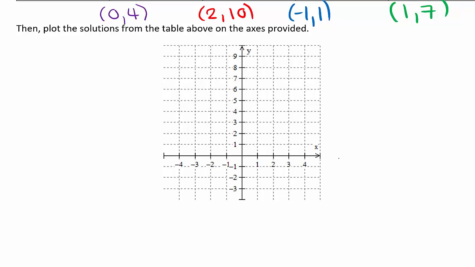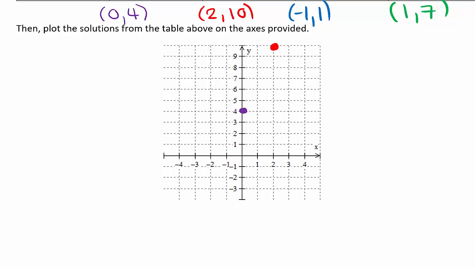So the point (0, 4) has an x value of 0, so I start in the middle, and a y value of 4, so I have to go up 4. And there's the point (0, 4). The point (2, 10) has an x value of 2, so I went over to 2, and then I had to go up 10, and in red is my point. That's the point (2, 10).